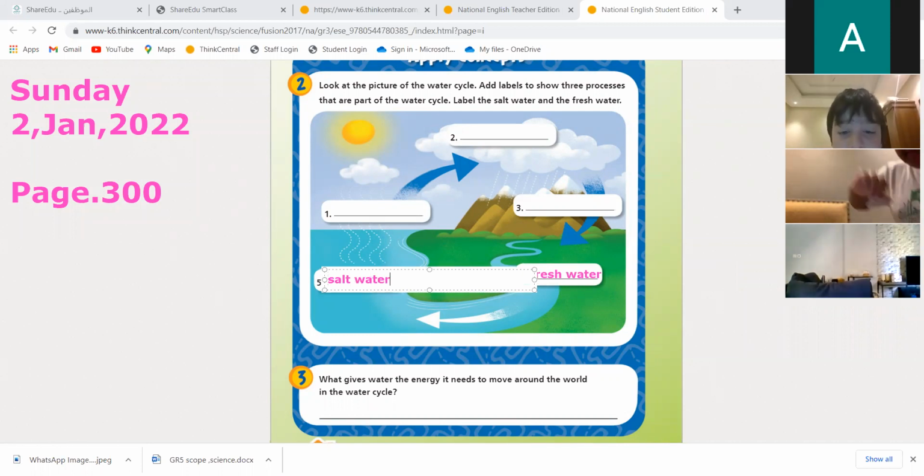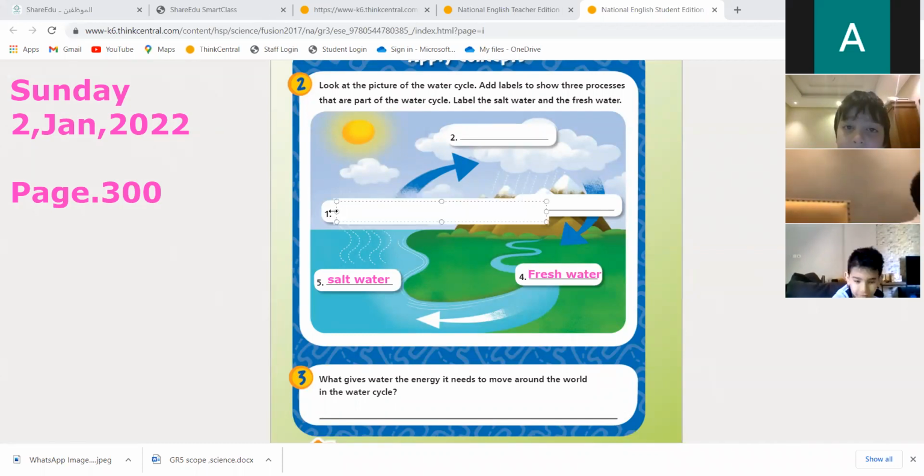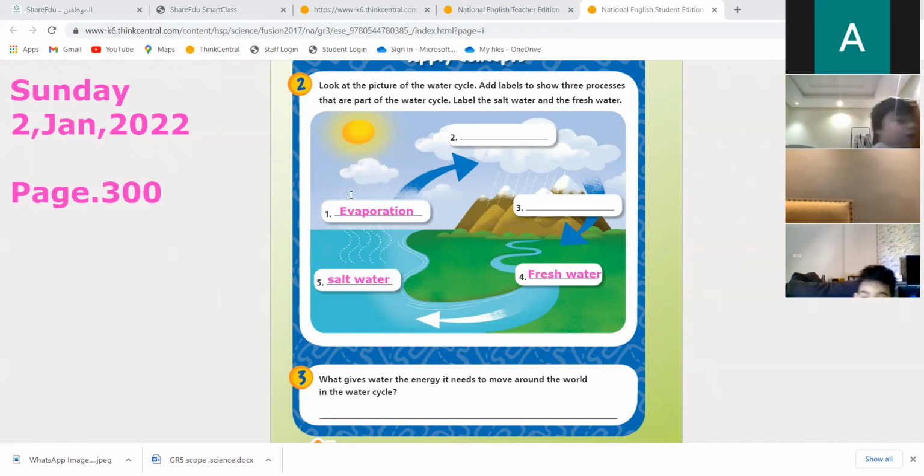Salt water. Now, when the sun heats up the water, it turns to gas. We call it water vapor. What is the name of the process? Evaporation. Excellent, evaporation.